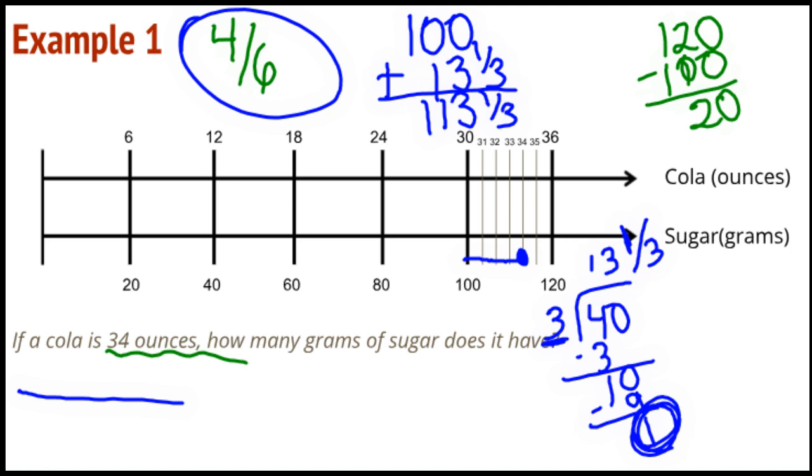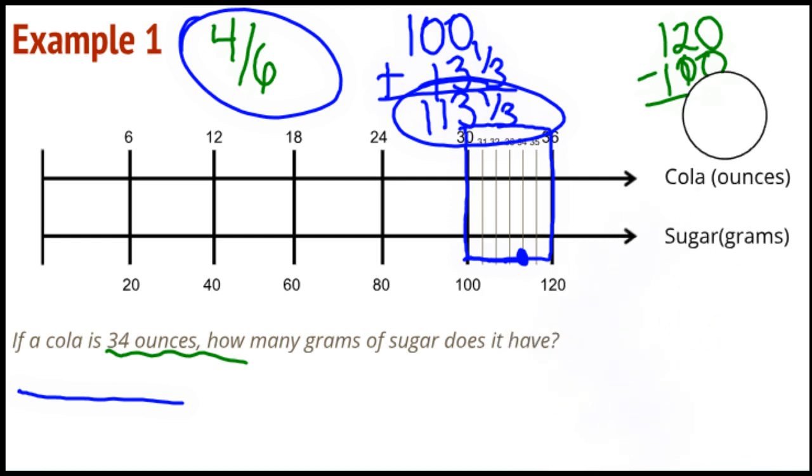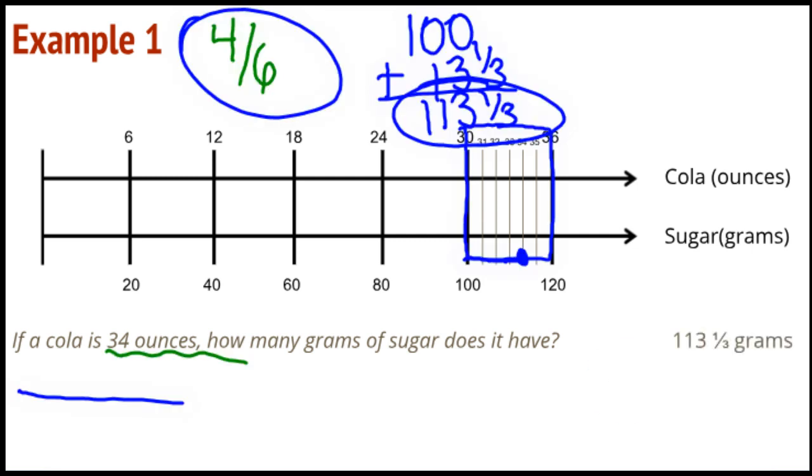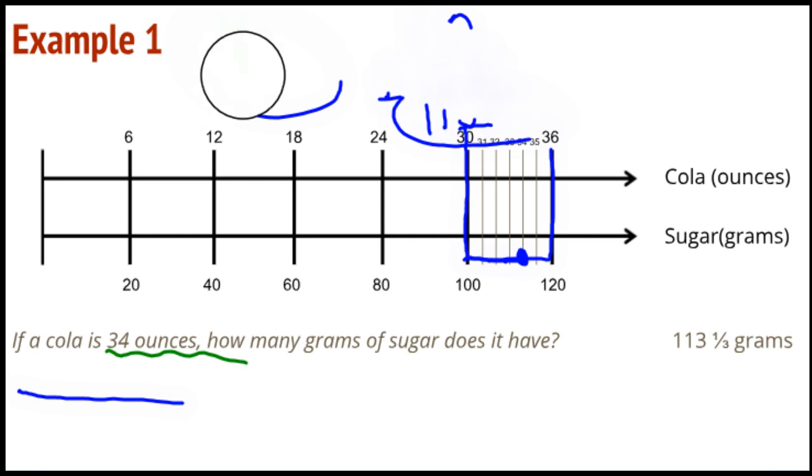So in 34 ounces of cola, I have found that there are 113 and 1/3 grams of sugar. And I have done that using a double number line that I can see is very similar to a tape diagram. And yes, I had to do a little bit of math there. I say math, a little bit of computation, because all of this logical thinking is math. I had to do a little computation to help me figure out where it lands. So I find out there's 113 and 1/3 grams.